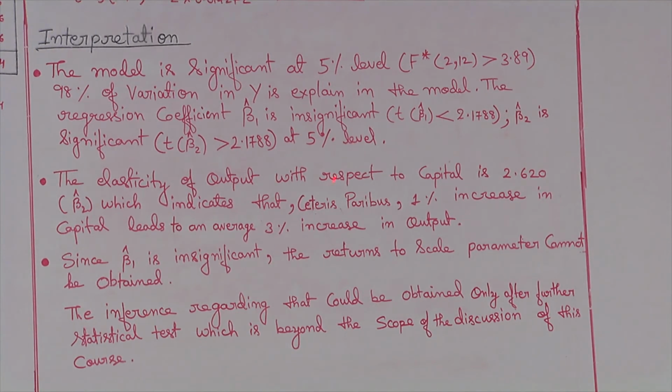The elasticity of output with respect to capital is 2.620, which indicates that a 1% increase in capital leads to an average 3% increase in output. But since beta 1 head is insignificant, the returns to scale parameter cannot be obtained. So, the inference regarding that could be obtained only after a further statistical test, which is beyond the scope of the discussion of this course. Conclusion.